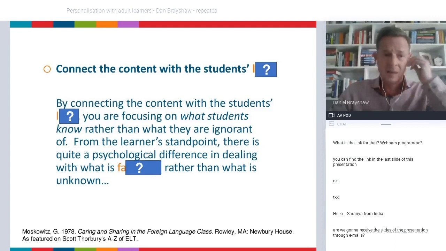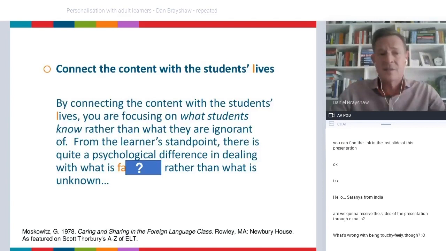So a principle suggested by Moskowitz was that we should connect the content with the students' lives. By connecting the students' lives, you're focusing on what the students know rather than what they are ignorant of. And from the learner's standpoint, there's quite a psychological difference in dealing with what is familiar rather than what is unknown.